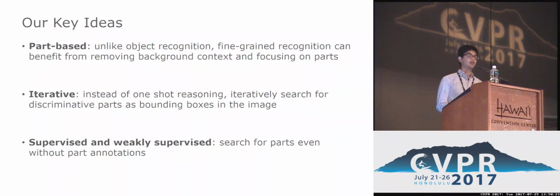Our key ideas are as follows. We take a part-based approach. Unlike object recognition, we do believe that fine-grained recognition can benefit from removing background context and focusing on parts. We also take an iterative approach. So instead of just reasoning in one shot, we iteratively search for discriminative parts in the image using bounding boxes. And finally, we use a supervised and weakly supervised approach where we can search for parts even without part annotations.